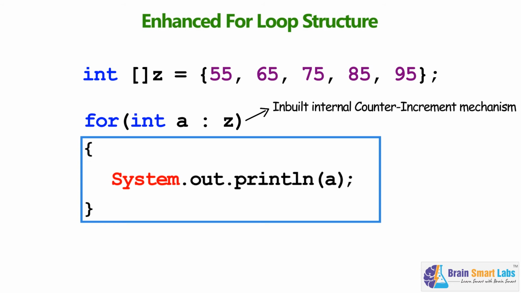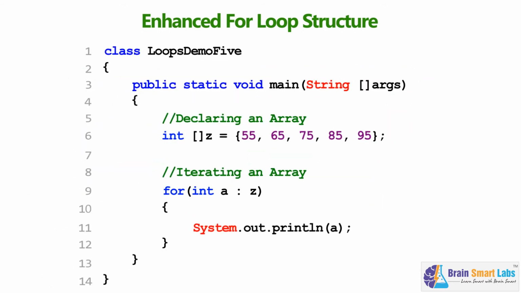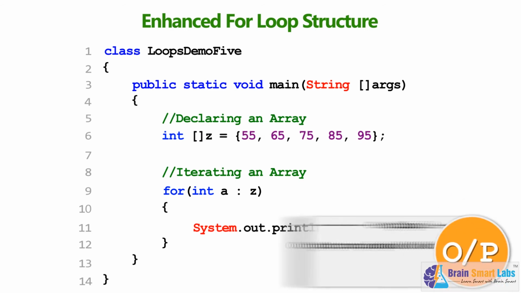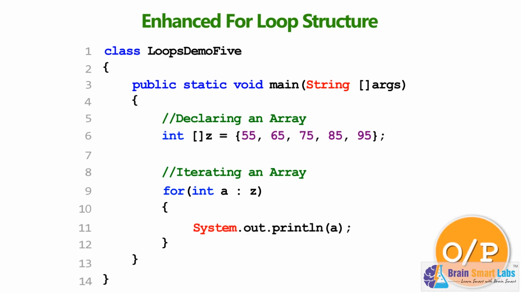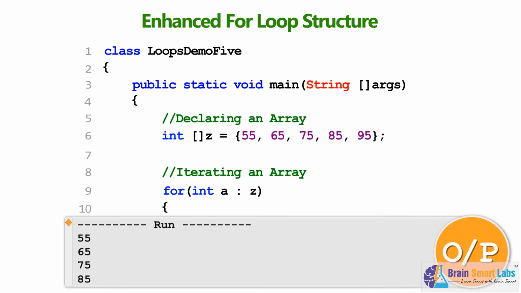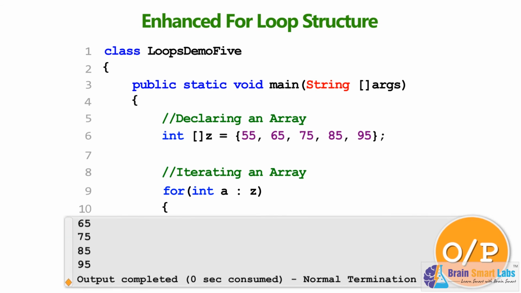The above seen enhanced for loop, when inserted to a program that is loopsdemo5.java, compiles just fine as we press Ctrl 1. As you press Ctrl 2, the code executes and displays all the values in our array without any complication.